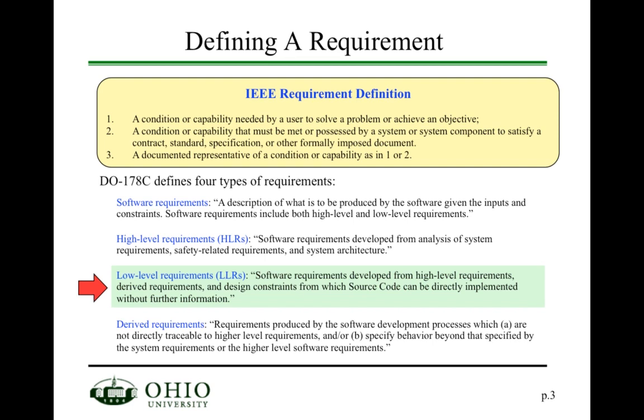Okay, so like we saw in the previous module, we talked about software requirements and we broke these software requirements down into high-level requirements that are really developed from analyzing the system requirements and safety-related requirements and system architecture, and low-level requirements that really are developed from the high-level requirements to add extra detail. And these are really developed to a level such that you can directly derive the source code from these requirements.